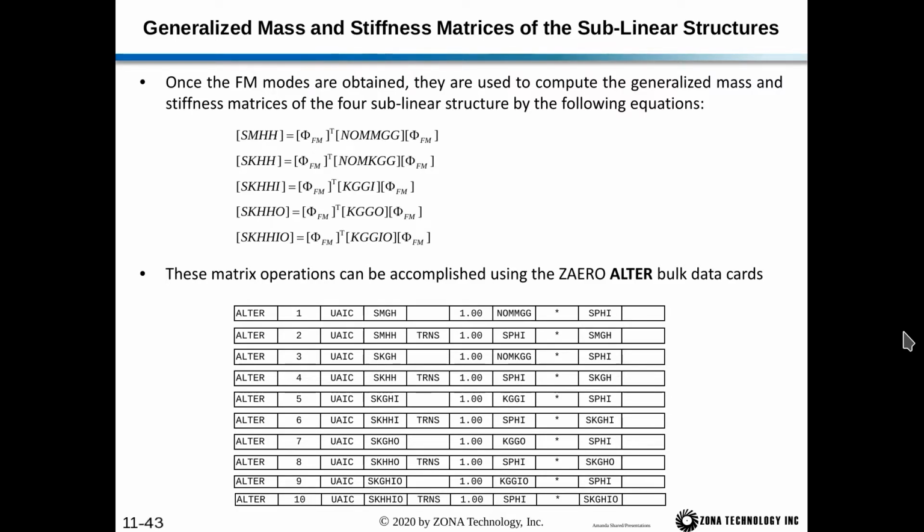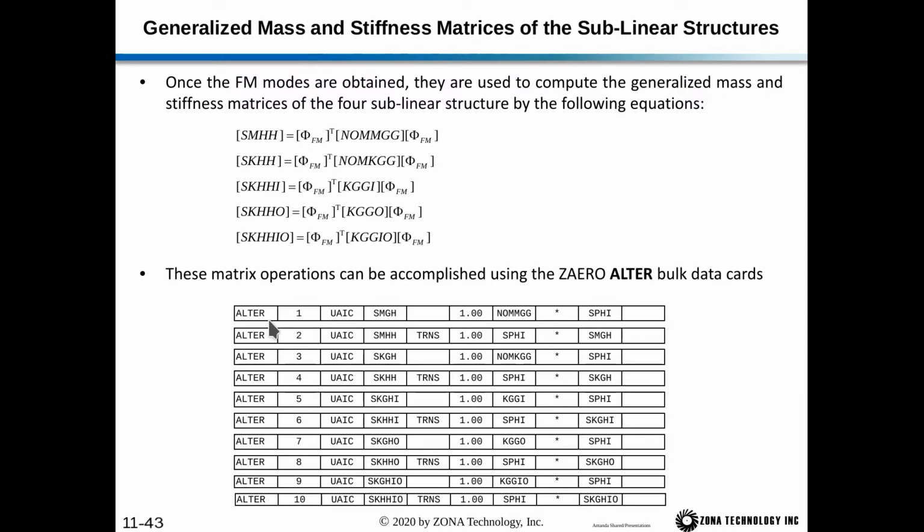Next, we'll look at the generalized mass and stiffness matrices. Once the fictitious mass modes are obtained, they are used to compute the generalized mass and stiffness matrices of the 4 sublinear structures by these equations. Note that we always use our fictitious mass mode shapes, and then we have our mass matrix here, and then we have our 4 different stiffness matrices here. Now these matrix operations are accomplished in ZAERO using the alter bulk data cards.